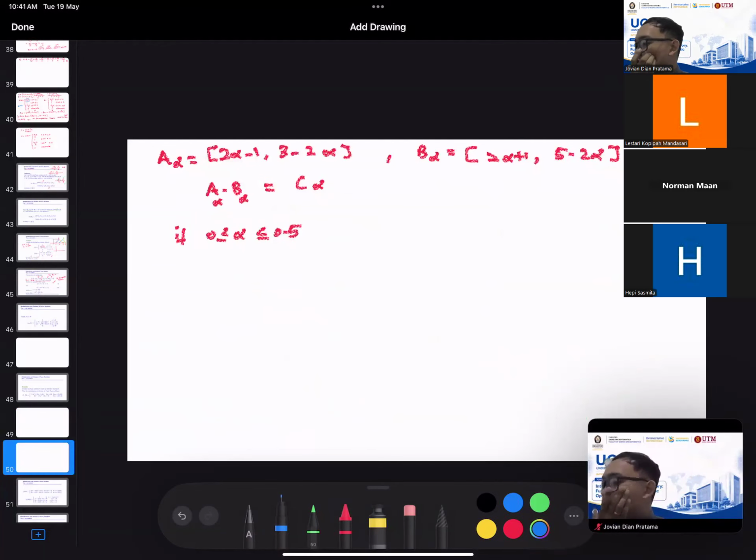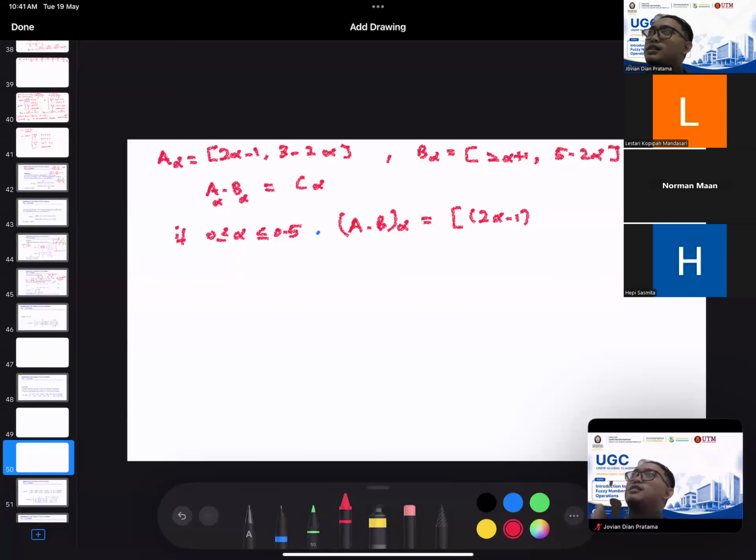In this case, A multiply B alpha, we are talking about the alpha cut here, is 2 alpha minus 1. Here, class, 2 alpha minus 1, you need to multiply with this one so that you will get the minimum out of the combination. So you need to multiply this with 5 minus 2 alpha.